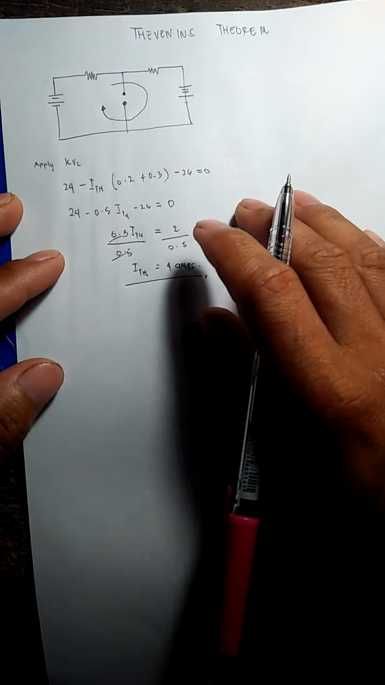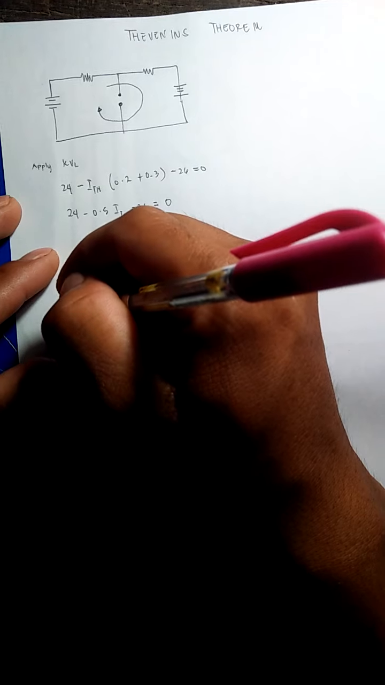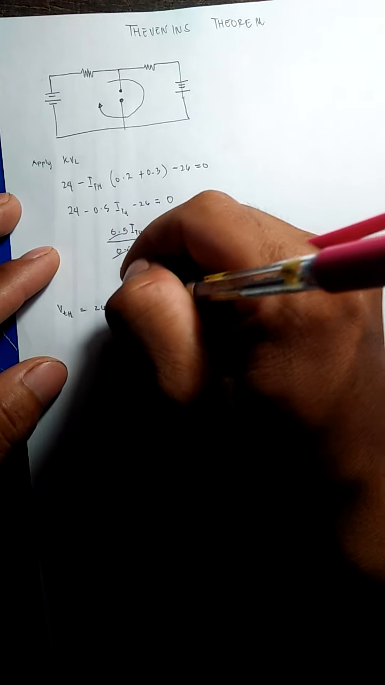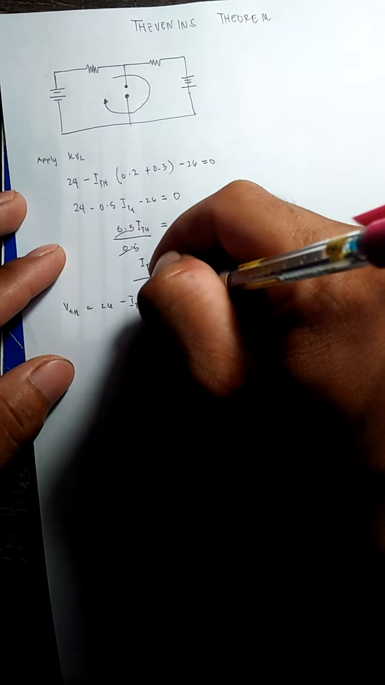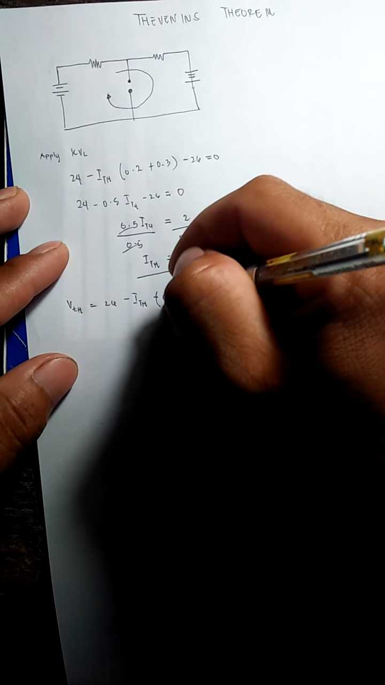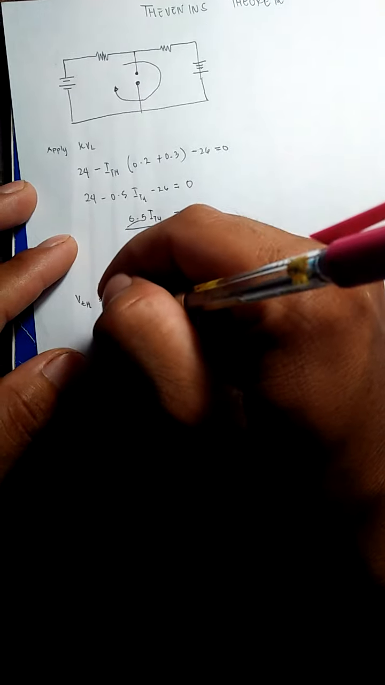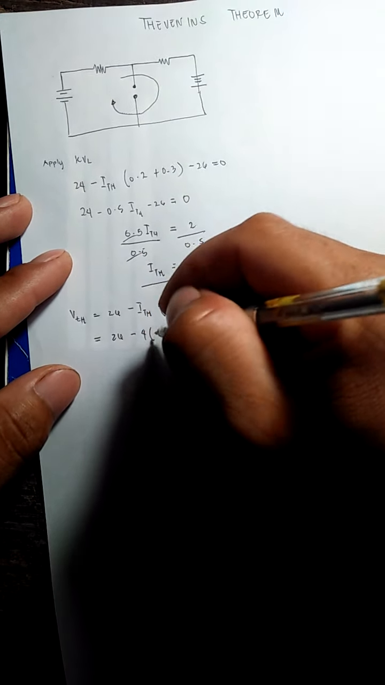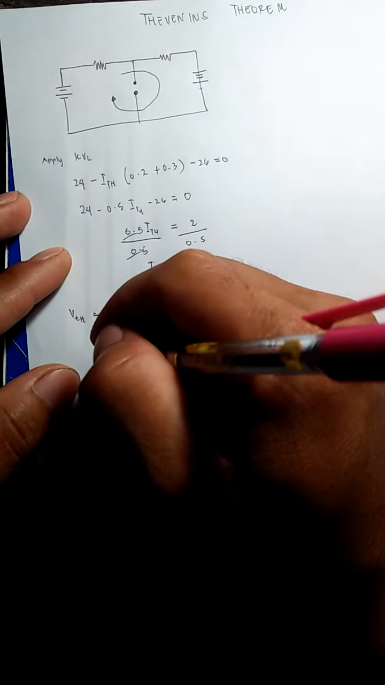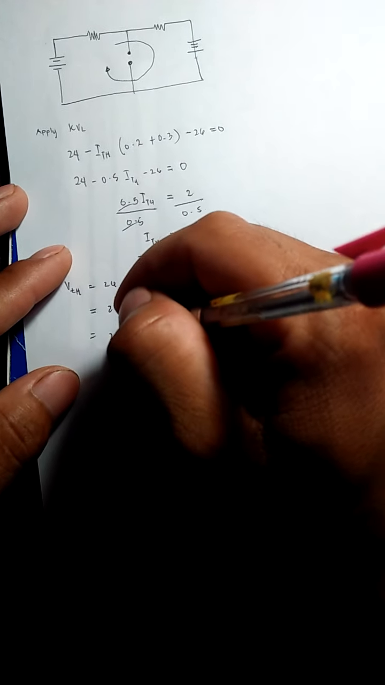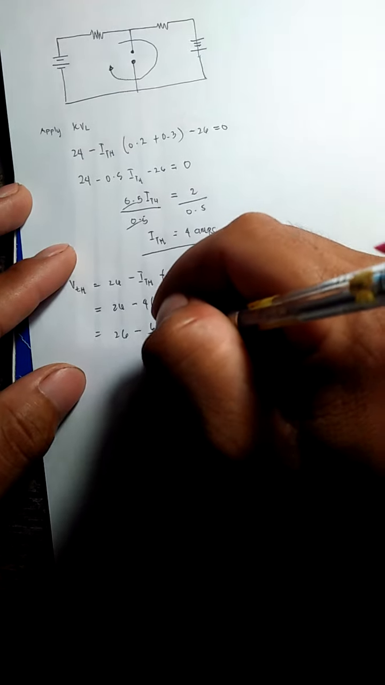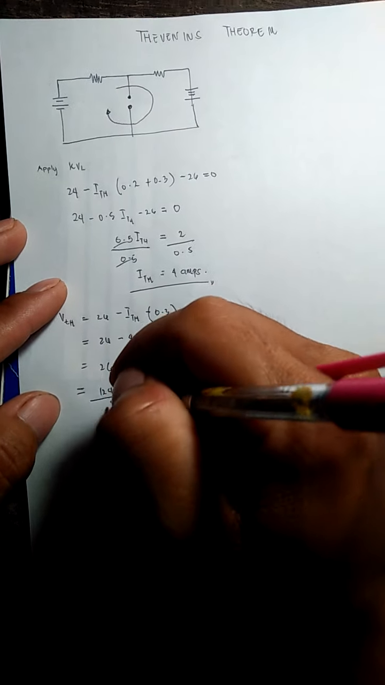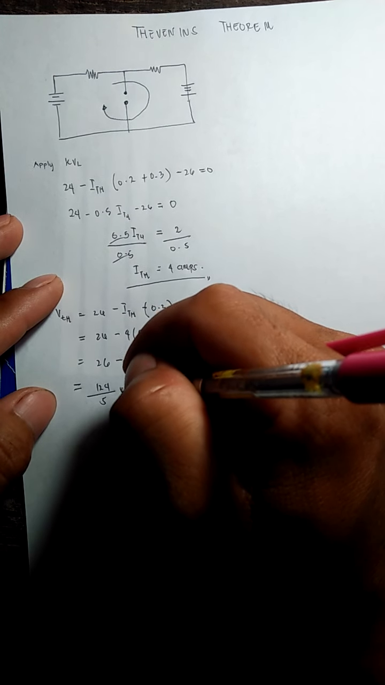Mark as partial. So solve for VTH, which is equal to 26 minus ITH times 0.3. That equals 26 minus 4 times 0.3, which equals 124 over 5 volts.